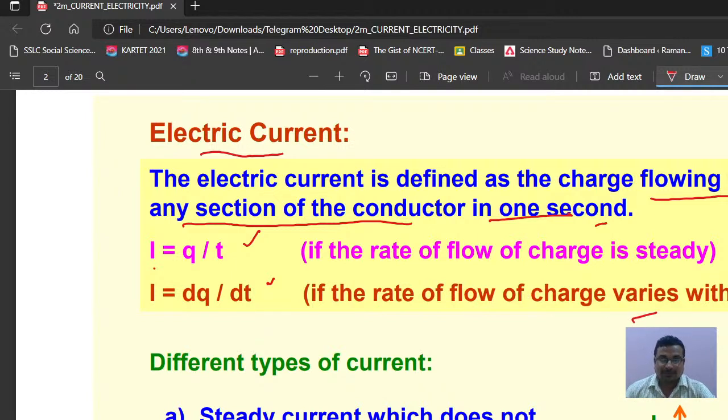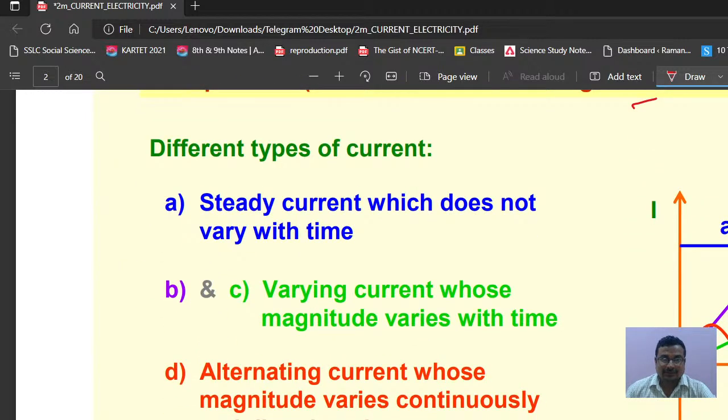Now we are going to learn about different types of currents. There are three types of current: steady current, varying current, and alternating current, that is called AC. AC means alternating current. First is steady current, the current which does not change with time. This blue color shows the steady current.